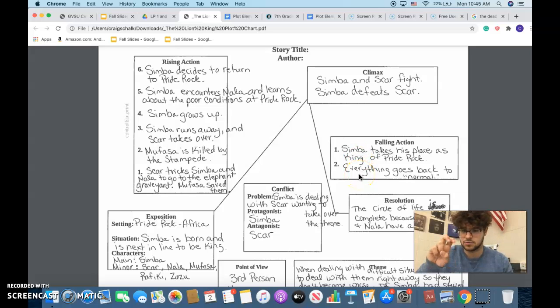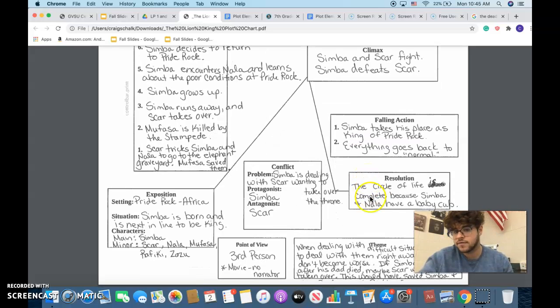Everything goes back to normal. Then the circle of life is complete because Simba and Nala have their own baby cub, just like how Simba was born in the beginning. Now his child is born. It is third person. There is no narrator, but we don't know the thoughts and feelings inside someone's head. We can only know them if they're speaking about them to other people.